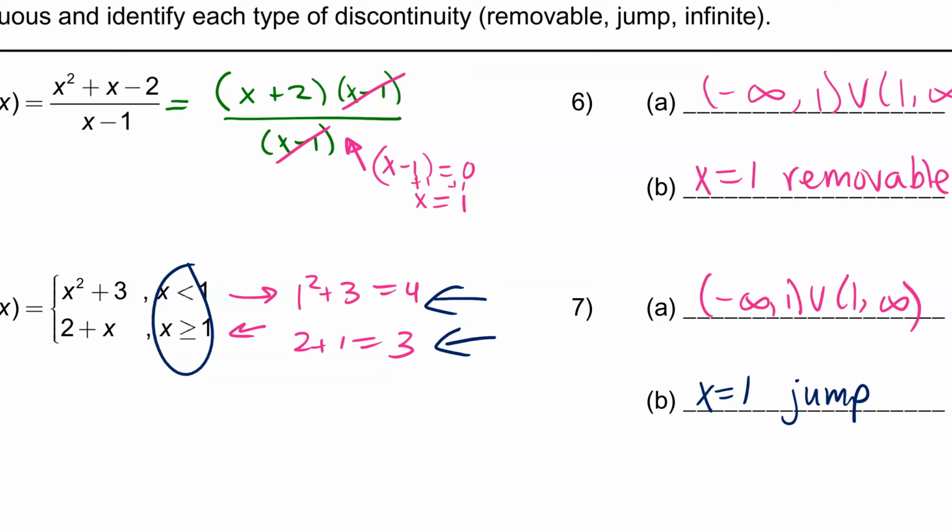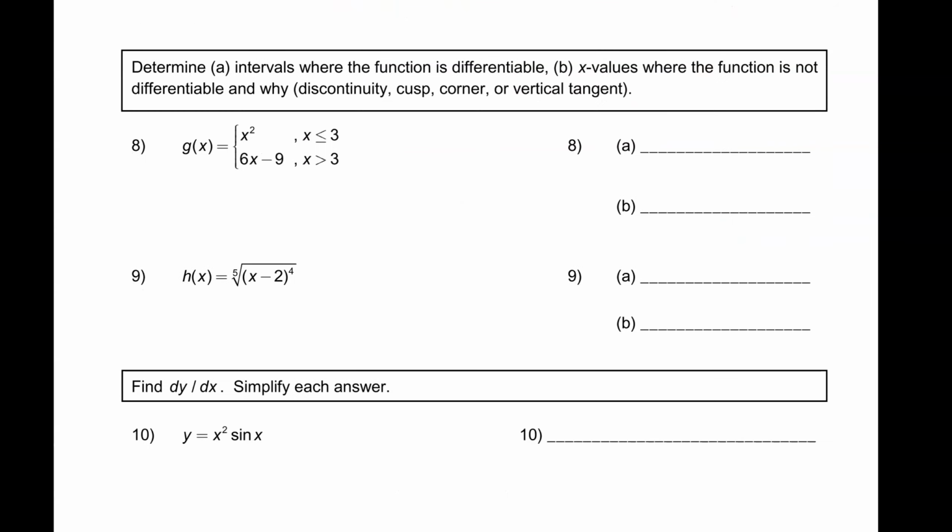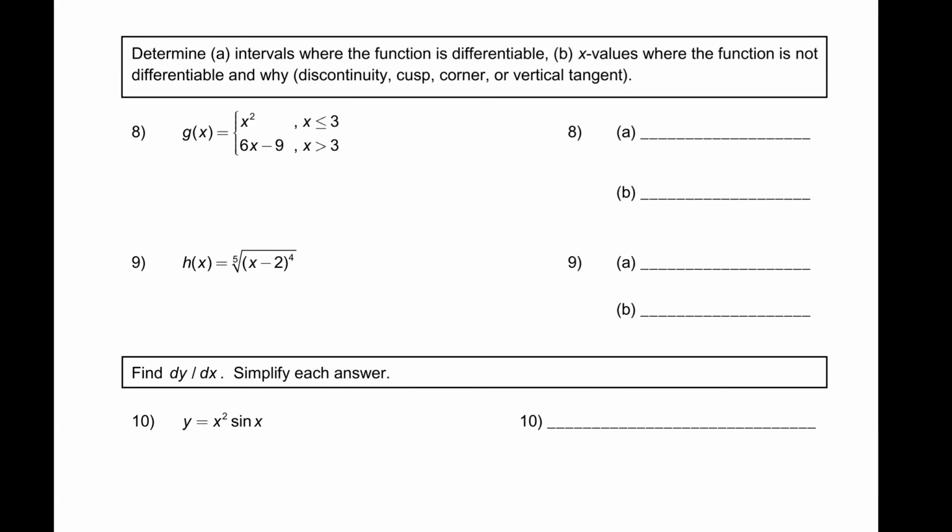So it could be all real numbers for domain. But if I'm asking for intervals where it's continuous, I'd have to cut out x equals 1, because it's only continuous from negative infinity to 1, and then from 1 to infinity, because at x equals 1 we are switching functions. If it was just x greater than 1, then the domain wouldn't be all real, and the domain would match the continuity.